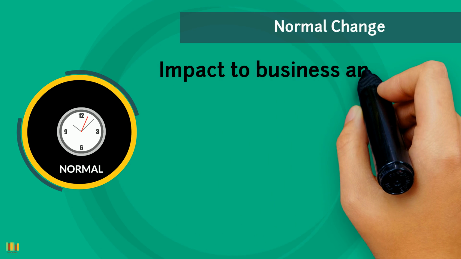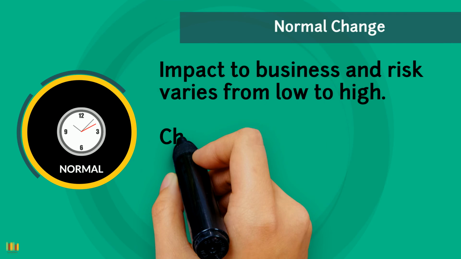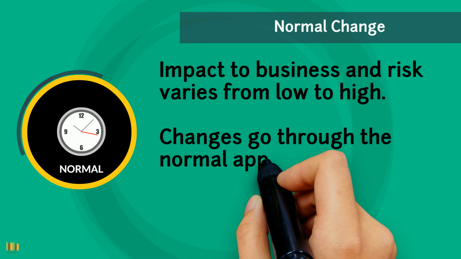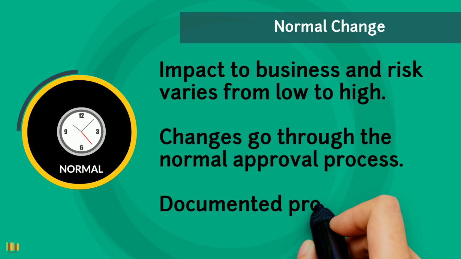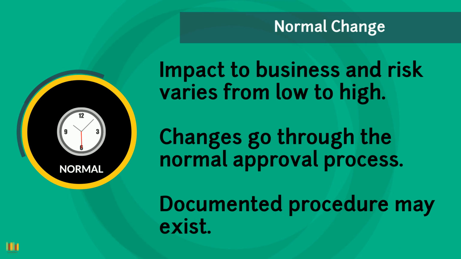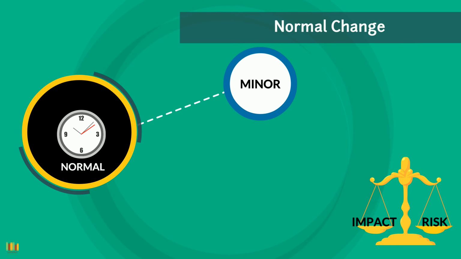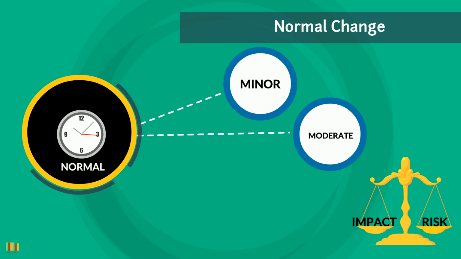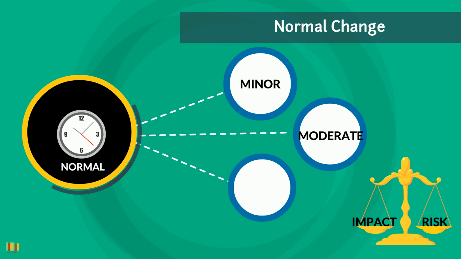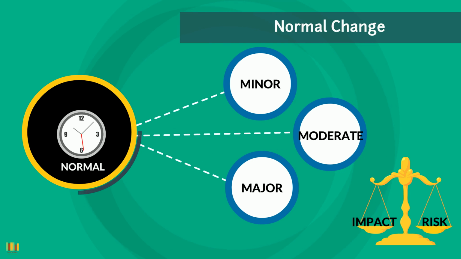Normal changes are the ones which have impact to business and risk, ranging from low to high. Changes go through the normal approval process and documented procedure may exist. Normal changes are further classified, based on business impact and risk involved in executing a change. They are minor, significant or moderate, and major change.